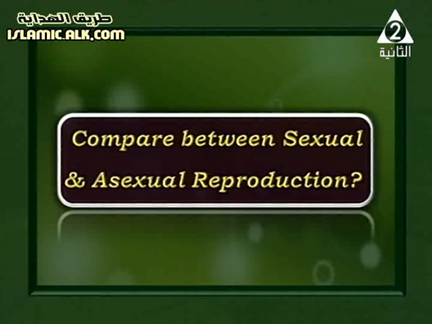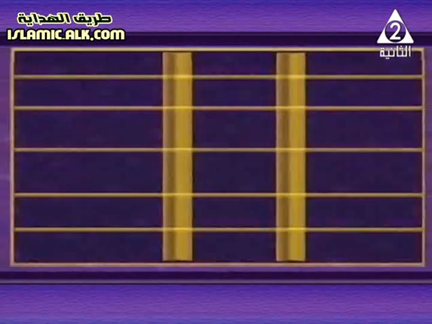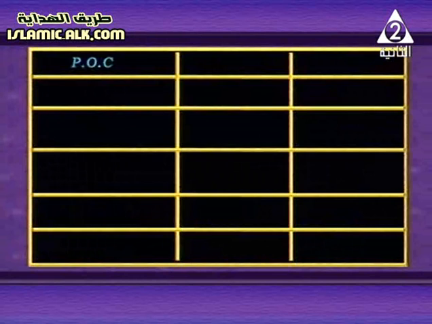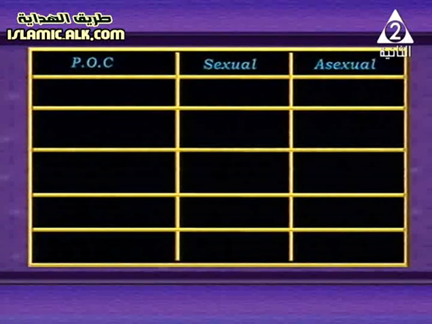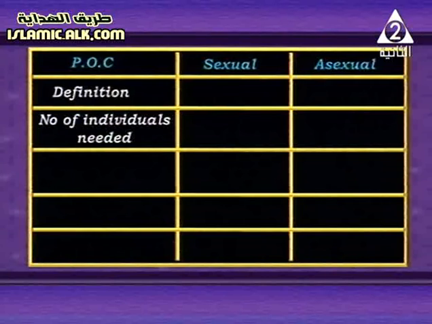Well, to recollect your information, here is a comparison between sexual and asexual reproduction. It's just rapid information to remind you what we saw in the last lessons. Number one, we need the definition for each of them. Number two, we need the number of individuals needed for each one. Sexual needs what? Yes, two individuals, male and female, while asexual needs just one individual.